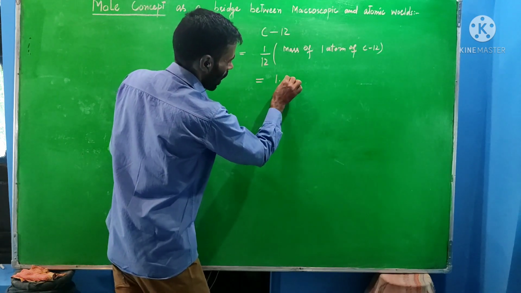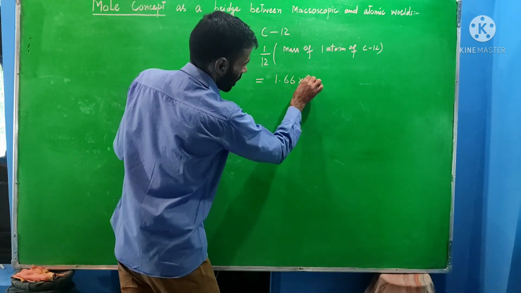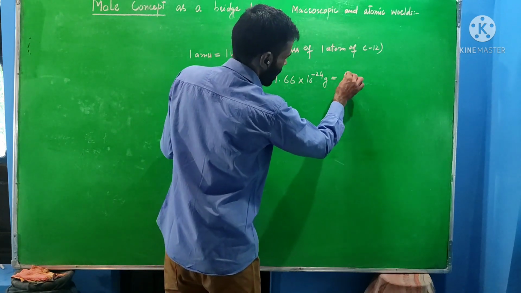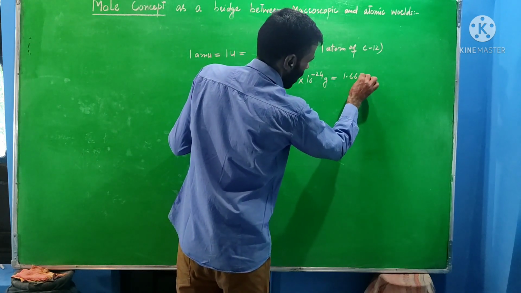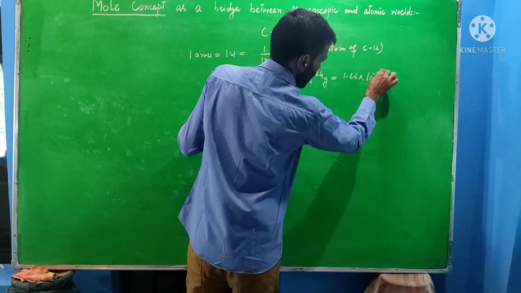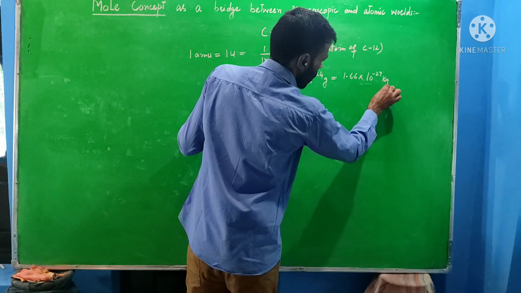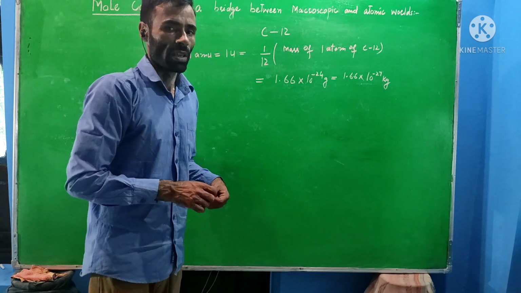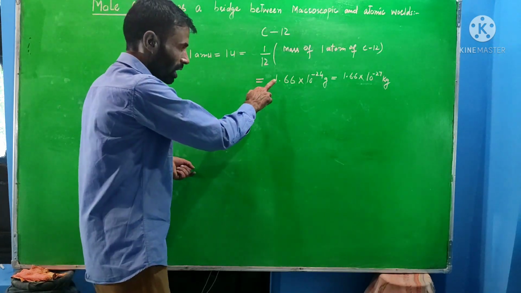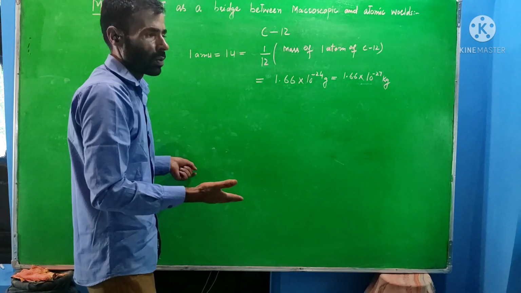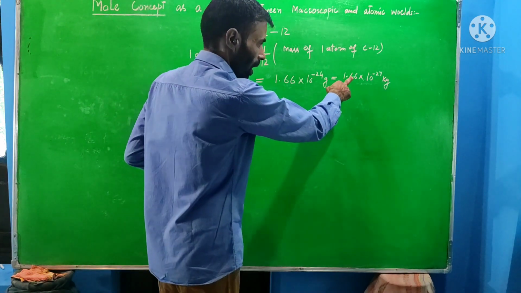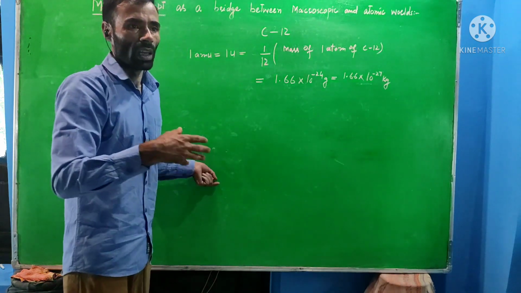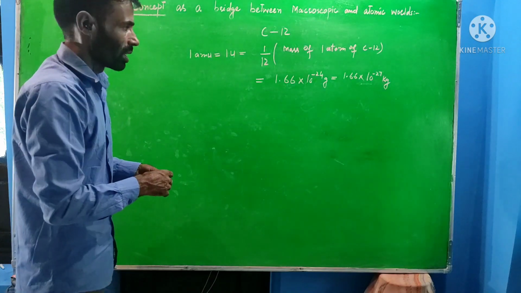This is equal to 1.66 into 10 raised to power minus 24 gram, or you may take it in kgs, that will be 1.66 into 10 raised to power minus 27 kg. This we use as a reference in determining atomic masses, molecular masses, or molar masses. So with respect to this, if we take any element, how heavier or how lighter that element is in comparison to this, we call that mass its atomic mass.